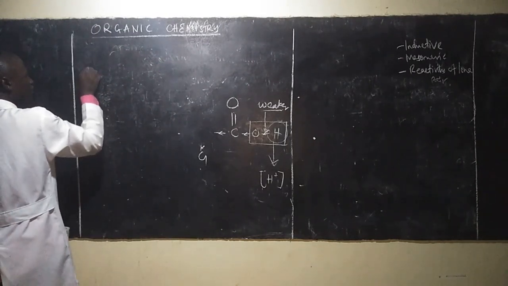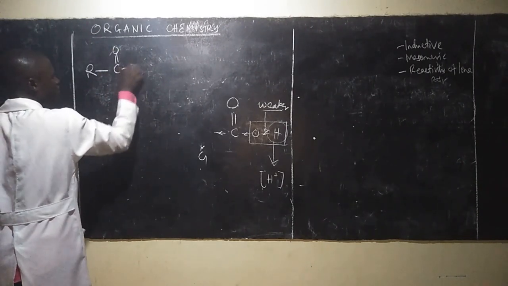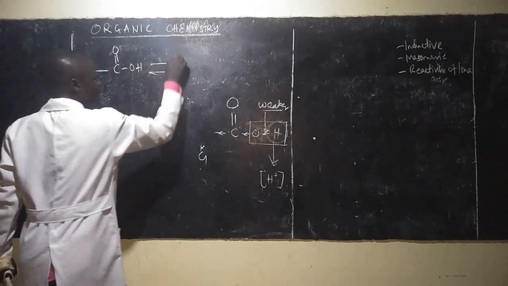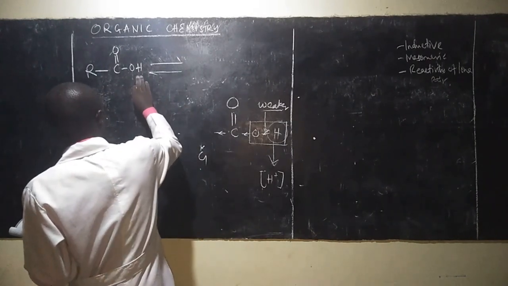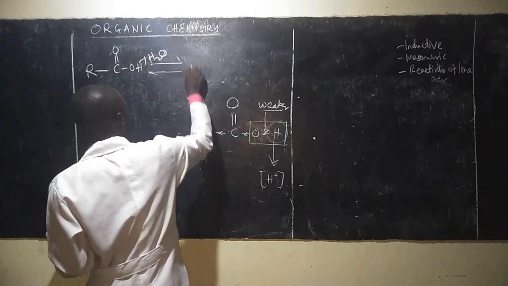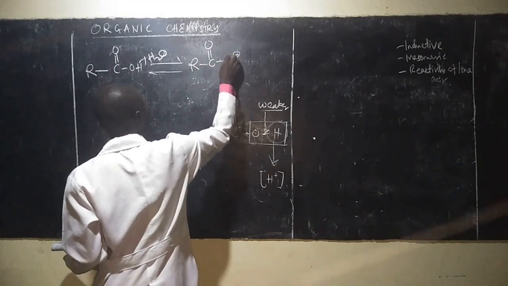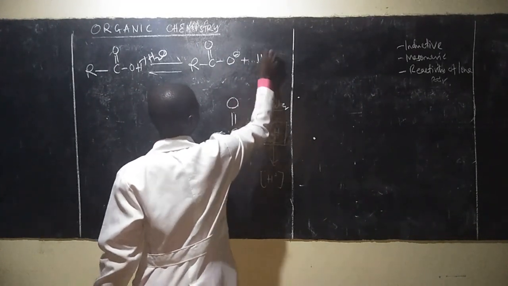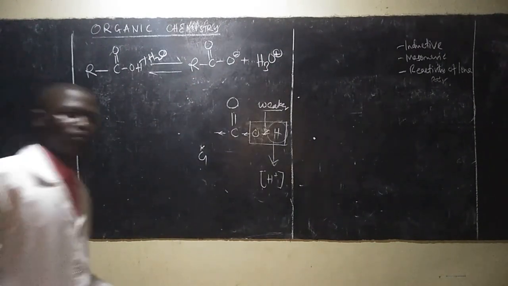So we'll have R, then C double bond O, then OH. In aqueous solution, the equilibrium will be in the presence of water here. So if we add water, we'll get R C double bond O, then O with a negative charge, plus H3O, the hydroxonium ion. So this equilibrium will lie more backward.